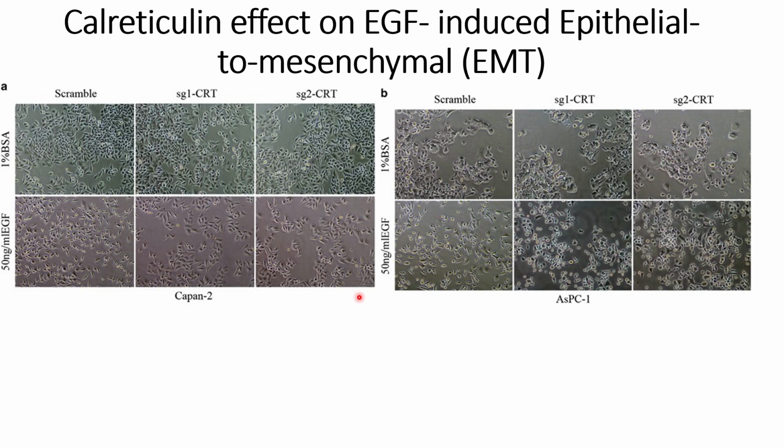From these results they finally come to the point that calreticulin has some role, and it might also affect pancreatic cancer aggressiveness, or it might affect the pancreatic cancer's migration and metastasis ability, because it will affect this EMT, that is epithelial to mesenchymal transitions, and cells that are in the mesenchymal state are more prone to metastasis and migration.